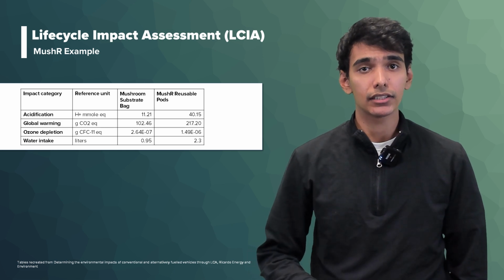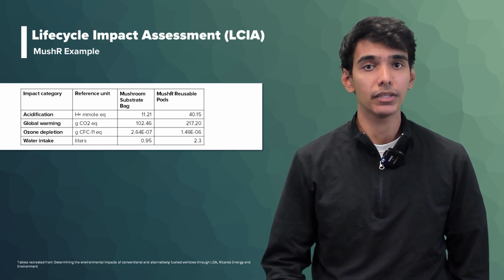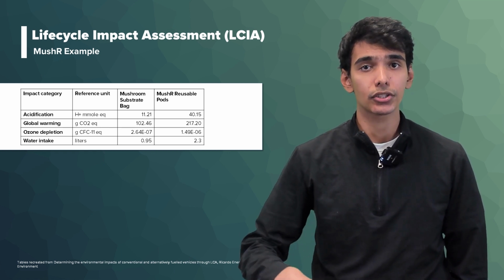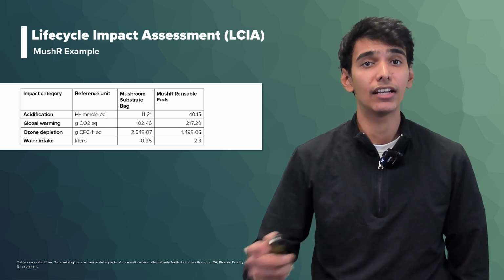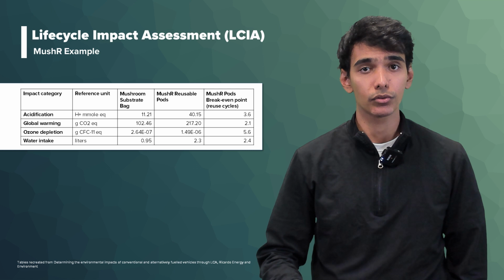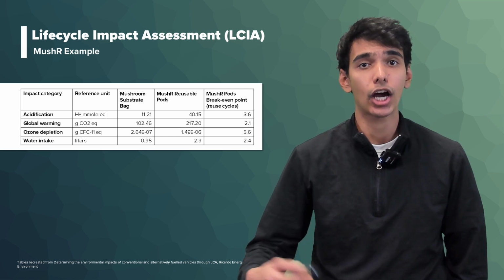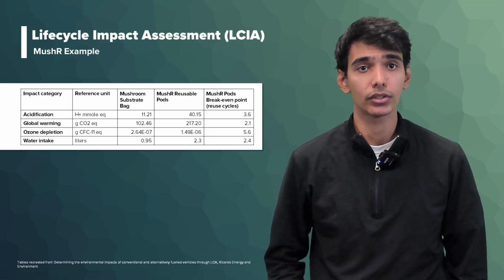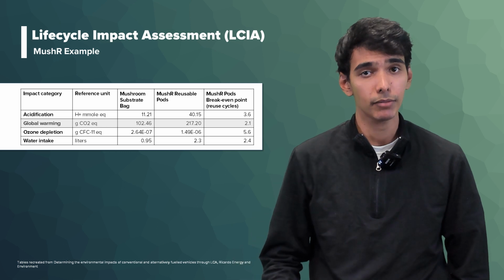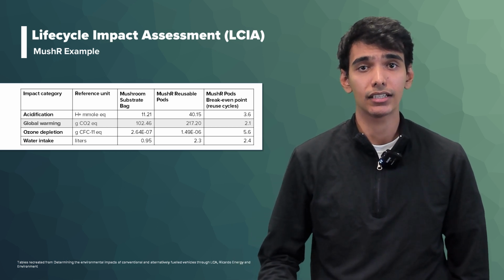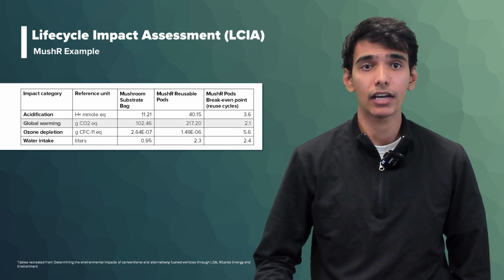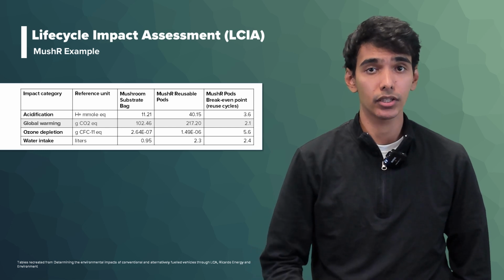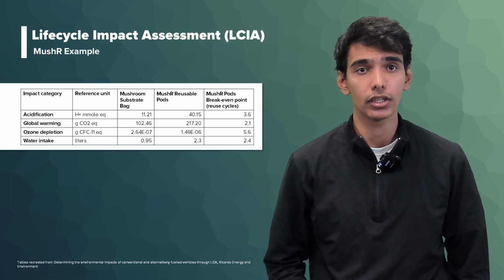The point here is that the reusable pods are reusable, which means that you can compute how many reuse cycles it takes for the Mashar pods to be more sustainable, or have a lower impact, than the substrate bag. So we have this other column here that shows exactly how many of these reuse cycles it takes for the Mashar pods to reach the break-even point. In the case of global warming, it's around 2.1 times. So as long as you reuse the pod at least 3 times, you would already have had lower impact than you would have had with a non-reusable substrate bag. Similarly, you can see the figures for other categories.